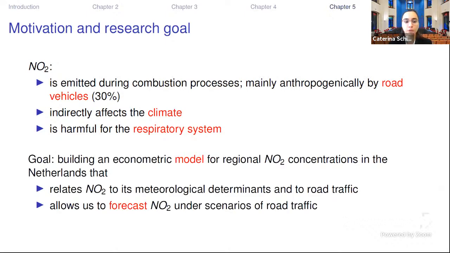The goal of this chapter is to create an econometric model for these regional concentrations of NO2 in the Netherlands, that relates them to their meteorological and anthropogenic determinants, and that can also be used to forecast future levels of NO2 concentrations based on different scenarios of road traffic, such that the model can potentially be used also to evaluate pollution reduction policies.